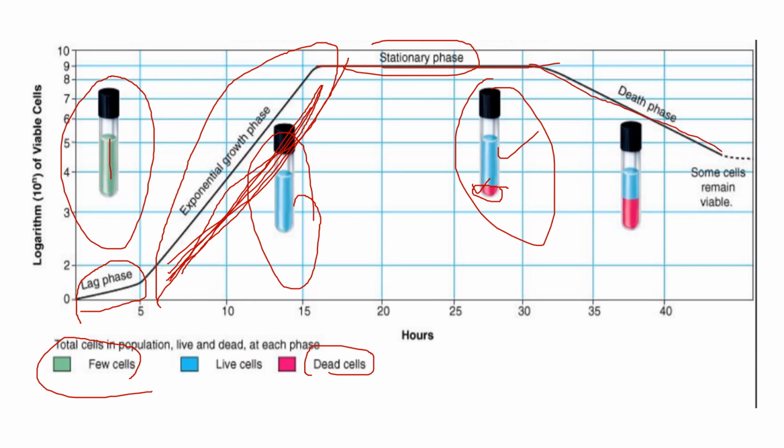Now the last phase is death phase. Here you can see the dead cell numbers are continuously increasing, and the production of new cells is continuously slowing down.